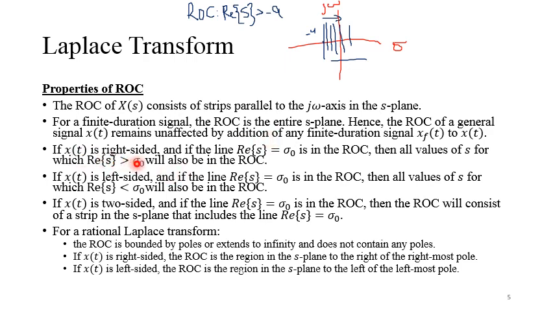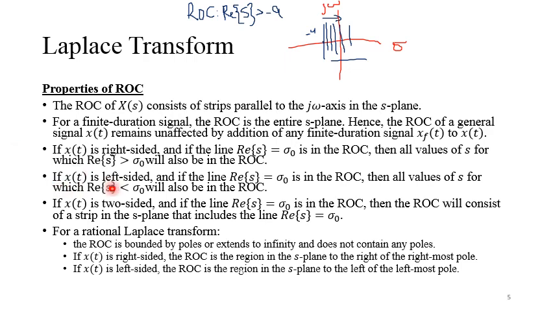If x(t) is right-sided, and if the line real of s equals sigma naught is in the ROC, then all values of s for which this condition is met will also be in the ROC.